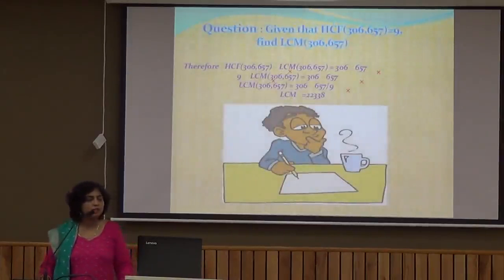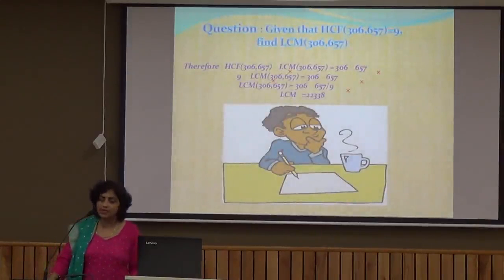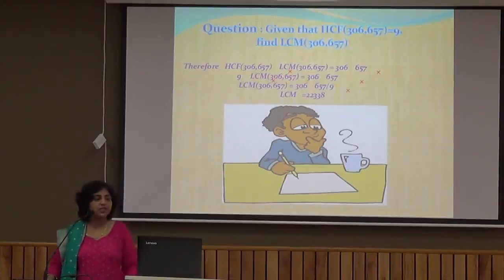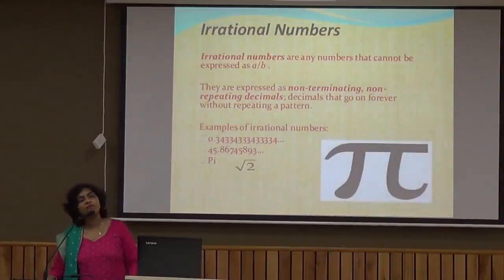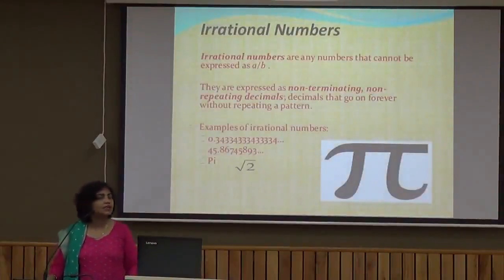Let's take another example: the HCF of 306 and 657 is 9. We have to calculate the LCM. We can take help of this relationship: if we divide the product of these numbers by the HCF, we get the LCM. So first we multiply 306 and 657 and then divide by the HCF to get the LCM as 22,338.